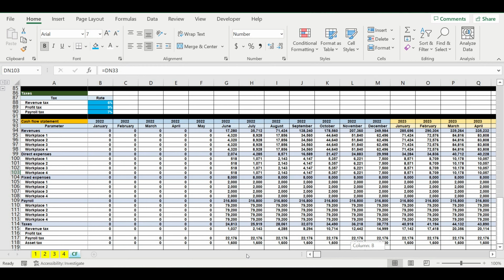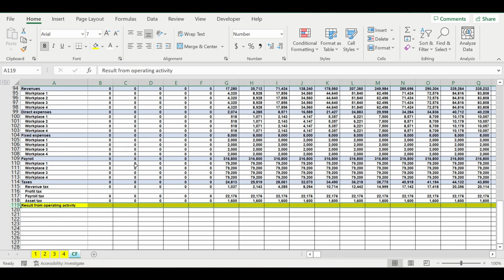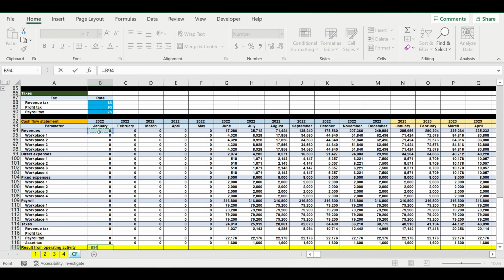And then we will be building the first important line, the result from operating activity. The result from operating activity will show us how the business operates itself without loans, investments, and so on. So we're just taking revenues minus direct expenses minus fixed expenses minus payroll minus taxes.